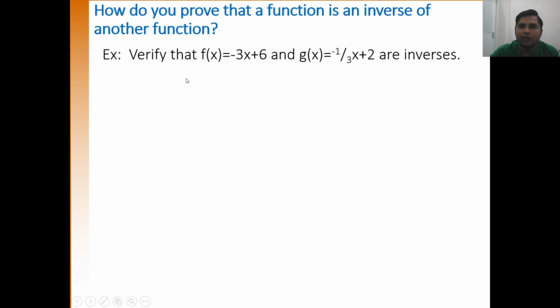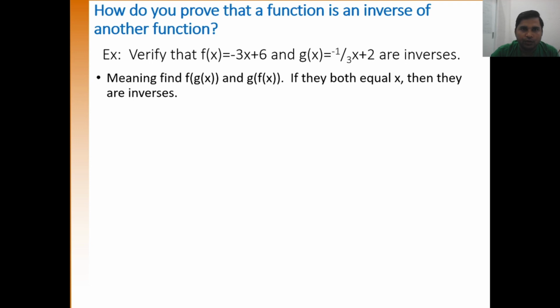So these two functions are given. Let's check whether they are inverses of each other or not. f of x is minus 3x plus 6, and g of x is minus 1 over 3 x plus 2. So f of g of x should equal x. That's what we need to prove. We find f of g of x or g of f of x. If they both equal x, then they are inverses.